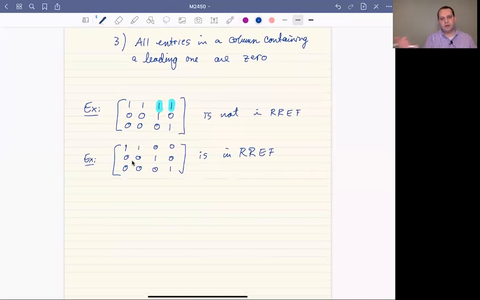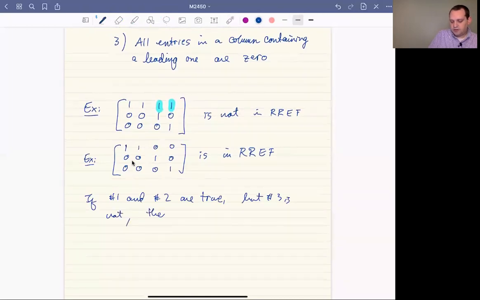Now, one other thing is row echelon form. If number 1 and number 2 are true, but number 3 is not, then the matrix is in row echelon form. Row echelon form can be good enough for applications. You don't necessarily need to simplify the matrix as much as possible in order to solve a system, say.